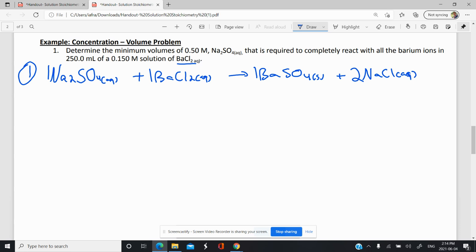And I'm going to write information down. I'm going to put that I have a concentration of barium chloride of 0.150 moles per liter. And I have a volume of 250.0 milliliters, which is 0.25 liters. So now they also told me the concentration of the Na2SO4. So I have 0.50 moles per liter.